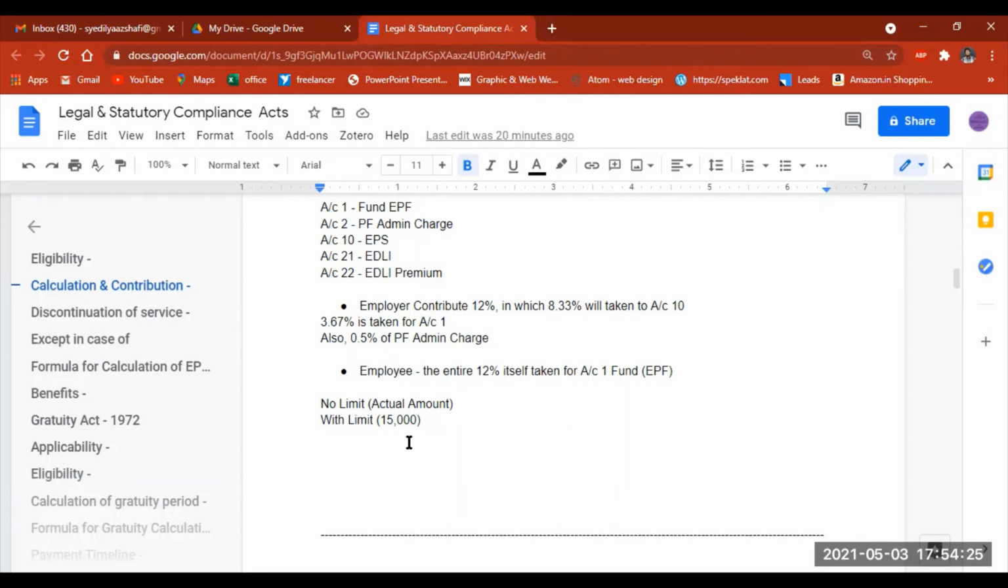So I think you people may now know about the Employee Provident Fund in a more detailed manner. In our following videos, we're going to upload videos related to the Employee Pension Scheme, the Employee Deposit Linked Insurance Act, the Employee State Insurance Act, etc.